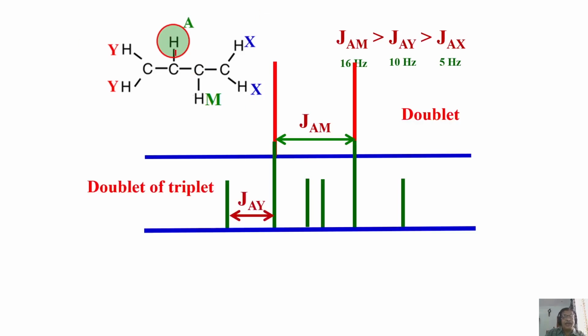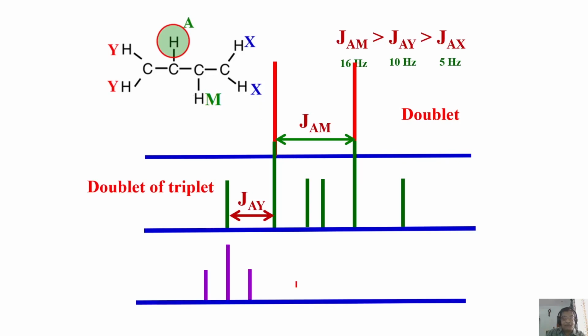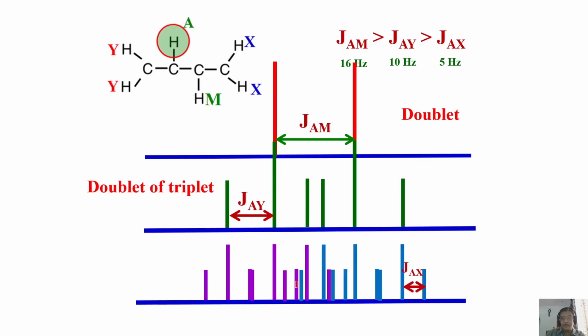The first doublet gives you AM coupling. The second triplet gives you AY coupling. Now each lane of this is a triplet like this. They have to overlap. Come on, it is very difficult to identify sometimes. And what do you call this one? Larger coupling is doublet, then triplet, and then triplet. It is called doublet of triplet of a triplet. It is called DTT.